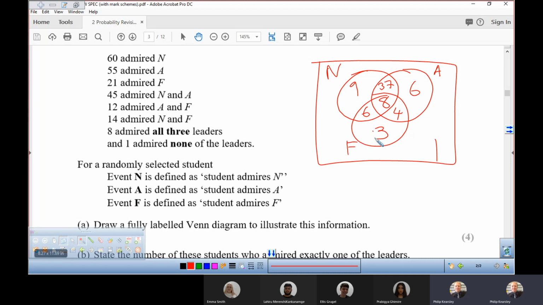So try and fold over. Yeah, they've drawn it slightly differently. They've put N at the top and then A to the right. I tend to like to draw the first 2 circles at the top. I suppose if you put your mark scheme on the side, it looks about right, doesn't it? 9, 37, 6, 6, 8, 4, 3, 1. They've got 1 randomly at the top.